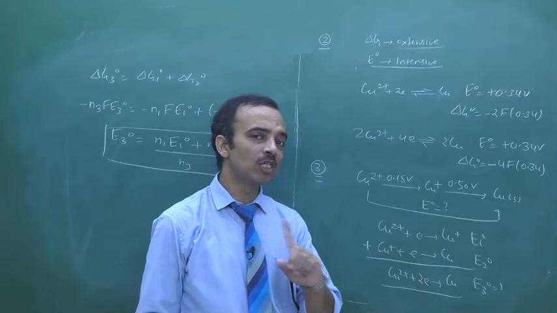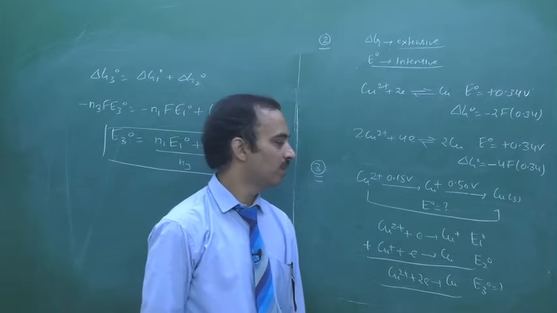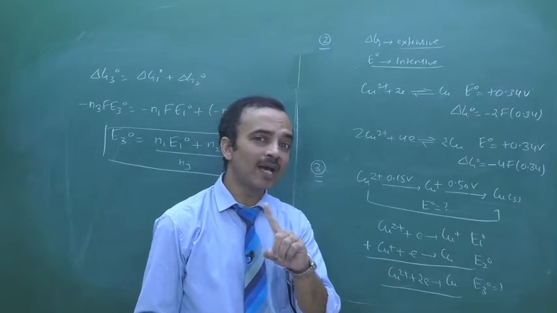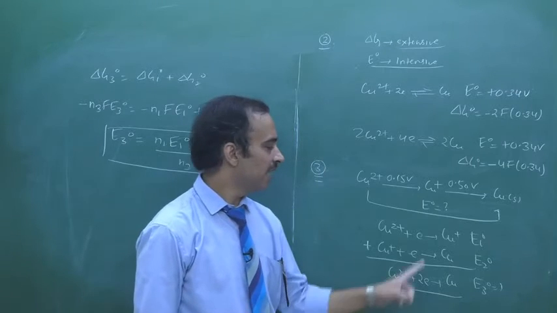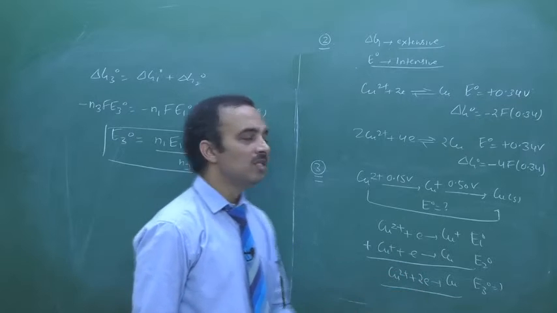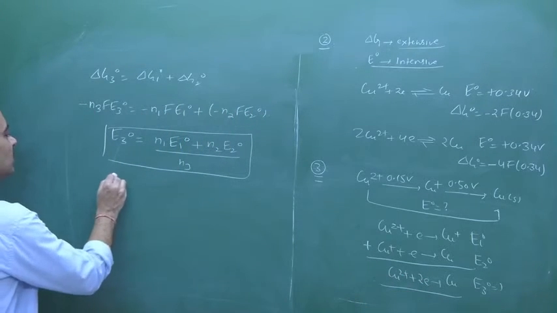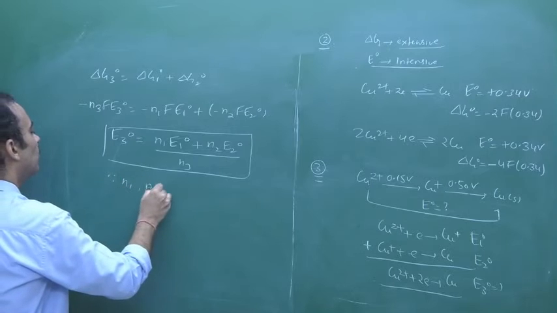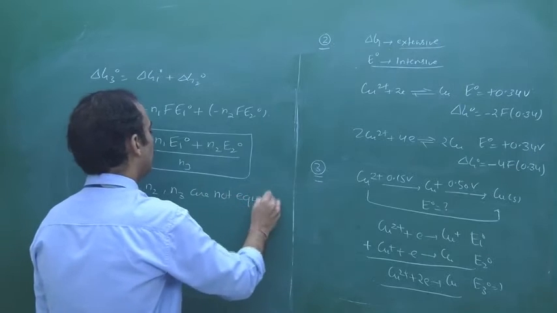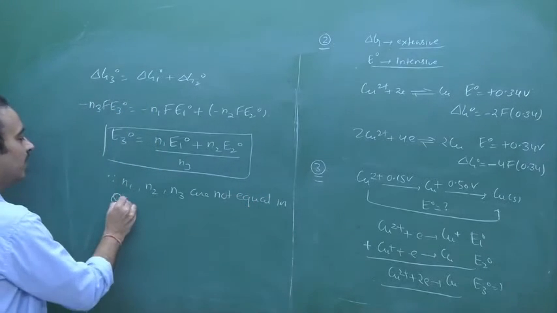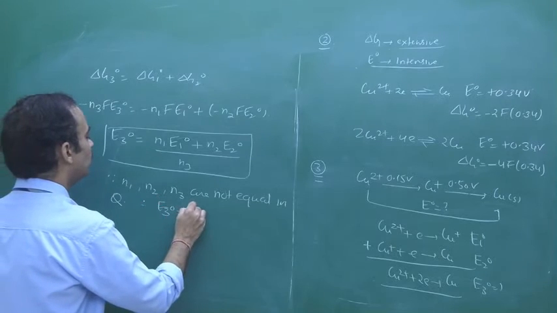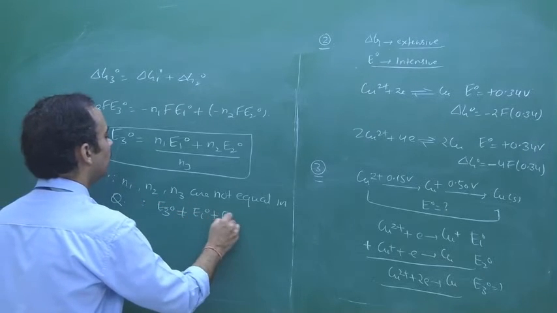Now why have we said that whenever two half reactions are added to give a third half reaction, then E naughts cannot be added? Why have we said that? Beta, because in this situation n1, n2, n3 are not all equal. Here you see n1 is 1, n2 is 1, n3 is 2. Since n1, n2, n3 are not equal in the question, therefore E3 naught is not equal to E1 naught plus E2 naught.